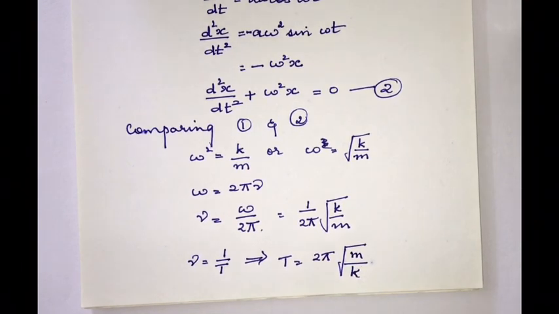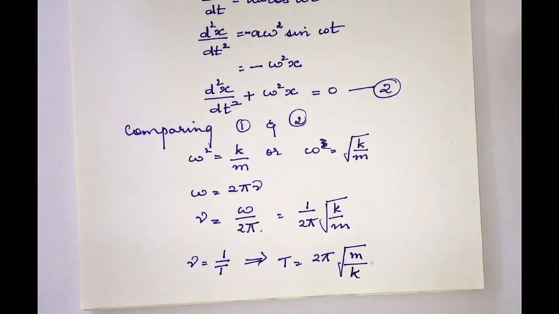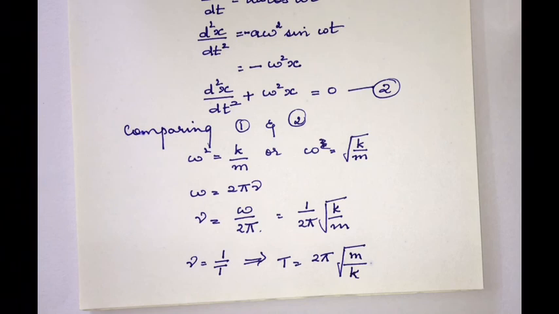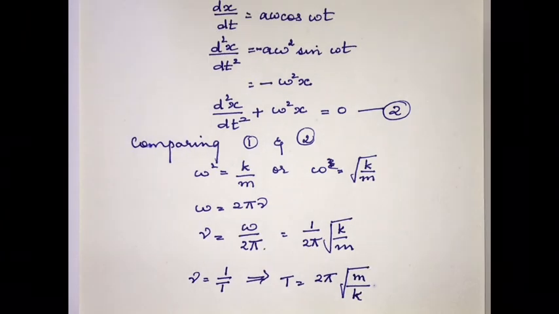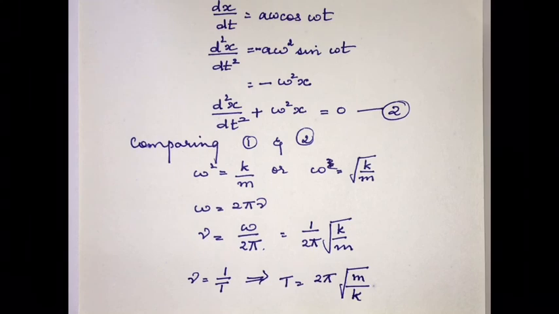This is how we can get the angular frequency, natural frequency and time period of oscillation of a body undergoing simple harmonic motion. The unit for angular frequency is radian per second. For frequency nu, it is hertz, and the unit for time period is second.